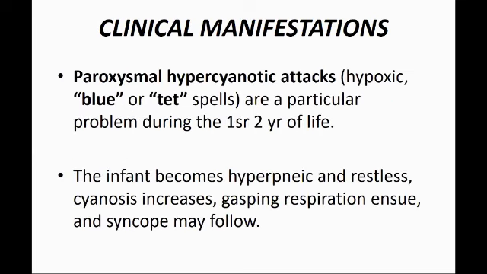Now, what are TET spells, or paroxysmal hypercyanotic spells, or hypoxic spells? These are basically a problem in children after the first year of life, mainly in the second year of life. What happens is the infant suddenly becomes hyperpnoeic and restless with increased cyanosis and gasping respiration, and sometimes they also develop fits, or syncope may follow this episode of hyperpnoeic spells.